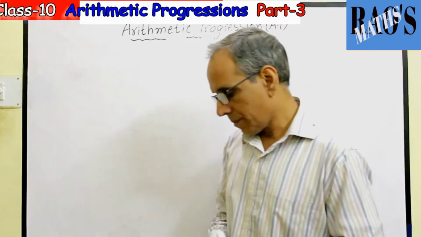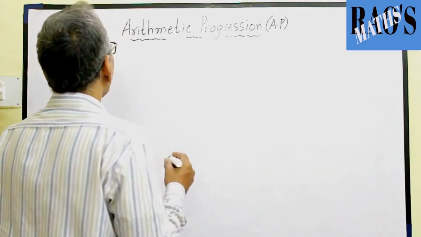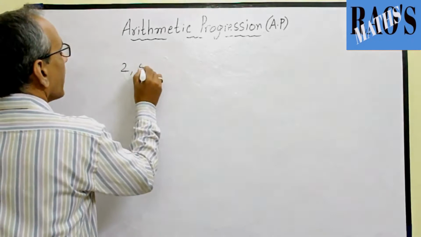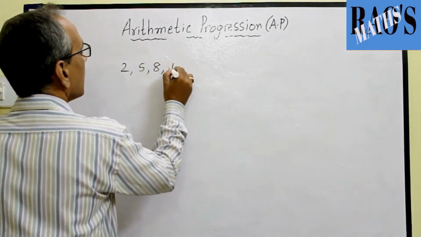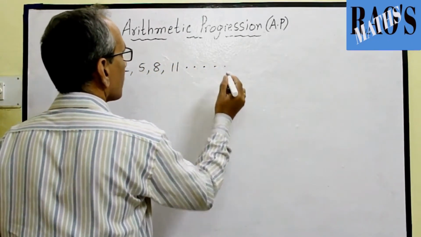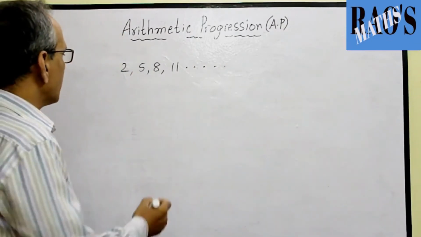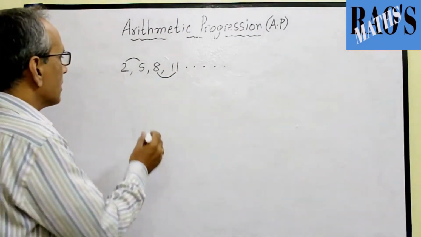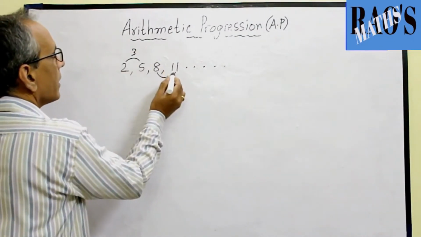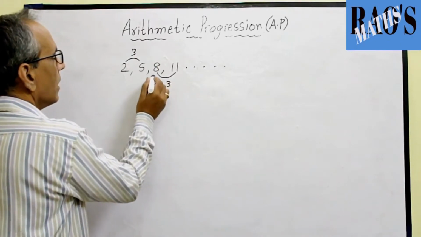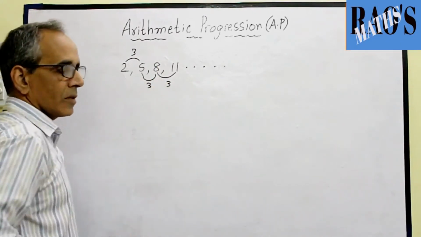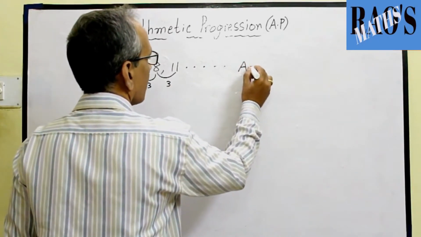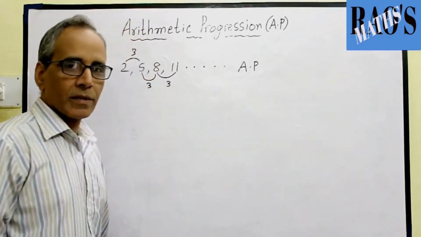Let's see one example. Here is a series. The series is 2, 5, 8, 11 and so on. In this series, if you take any two consecutive numbers of your choice, their difference is 3. 5 minus 2 is equal to 3, and 11 minus 8 also 3, and 8 minus 5 also 3. If so, we call this series by a special name called arithmetic progression. In short, we call it AP.